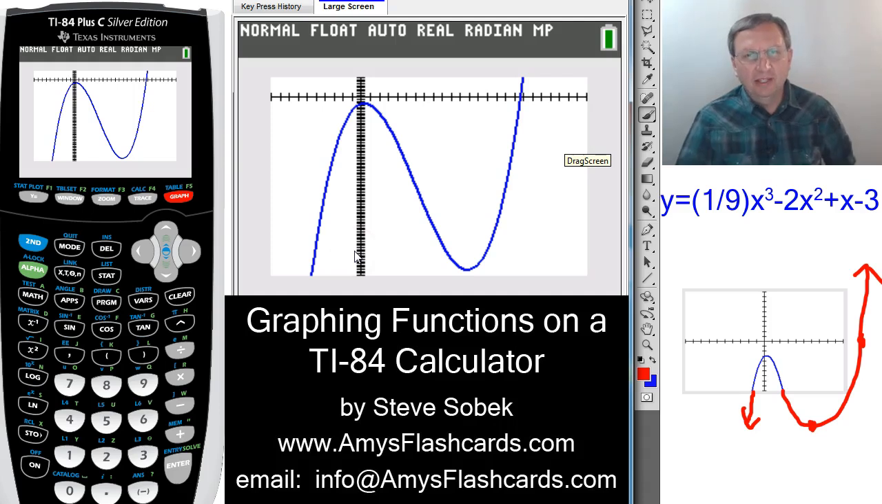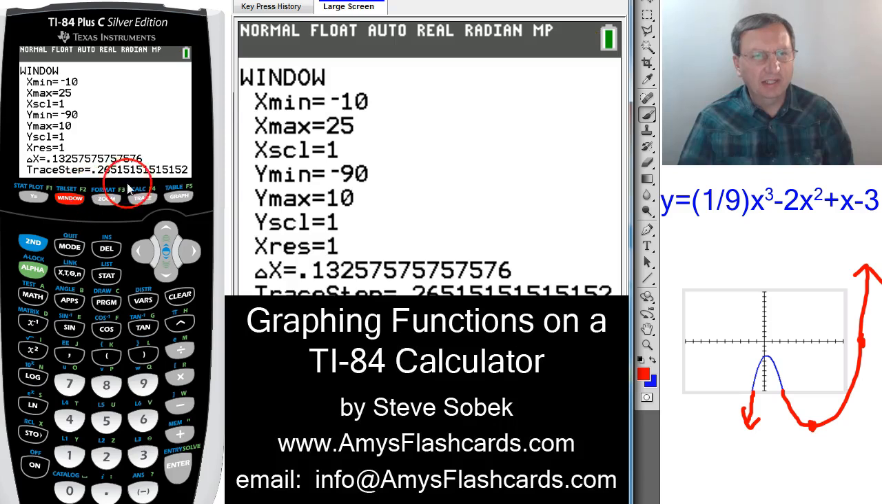Typically, whenever we expand our window so far downward or upward, it would be advantageous for us to also make one other change to the window, and that would be y-scale. Y-scale, Y-S-C-L, is where we can dictate how far apart these notches are. They're too close together at every unit. Maybe put a notch at every 10 units. Yeah, sounds like a good idea. Let's go down here and change y scale to 10.